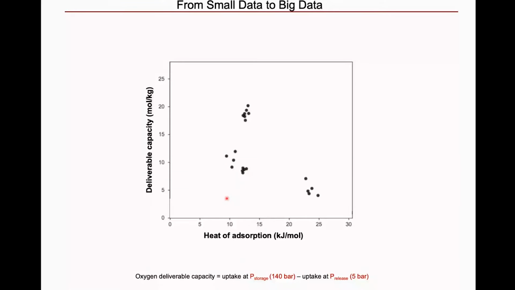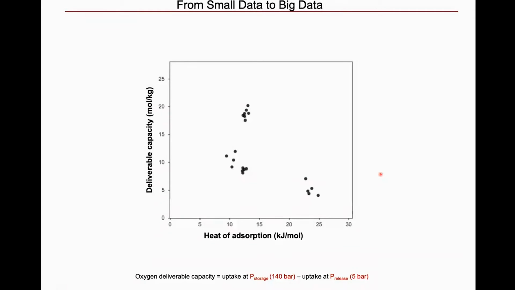And so if you count the number of data points, you count 22 structures. So I'm running these calculations for only 20 structures. And here you can see a little bit of a trend, but things are not very clear. The deliverable capacity seems to be increasing as you increase the heat of adsorption. But then if you further increase the heat of adsorption, it seems that the deliverable capacity for oxygen decreases. So let's say things are not very clear with this structure property relationship that we are looking at.